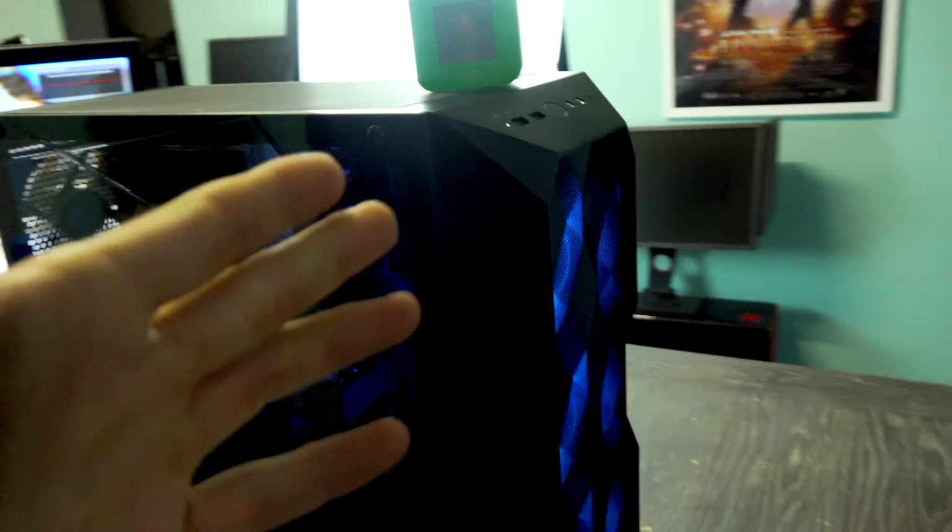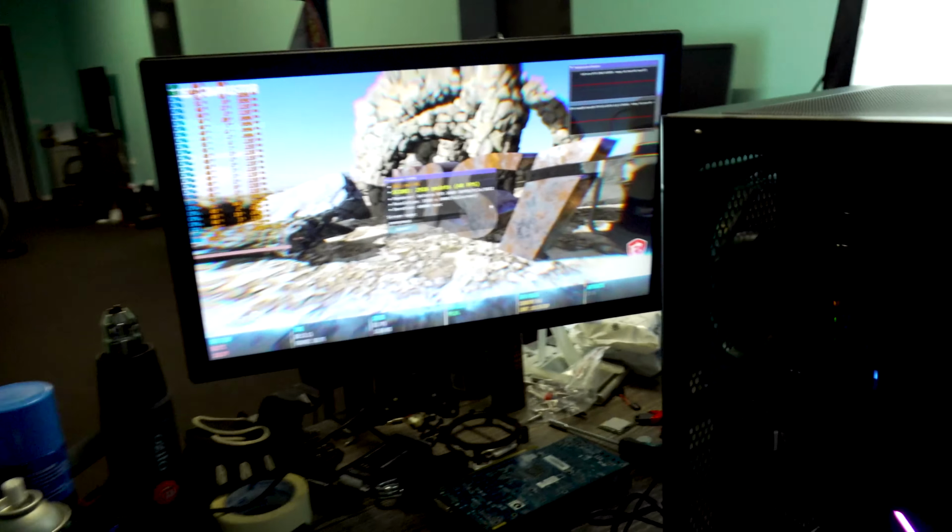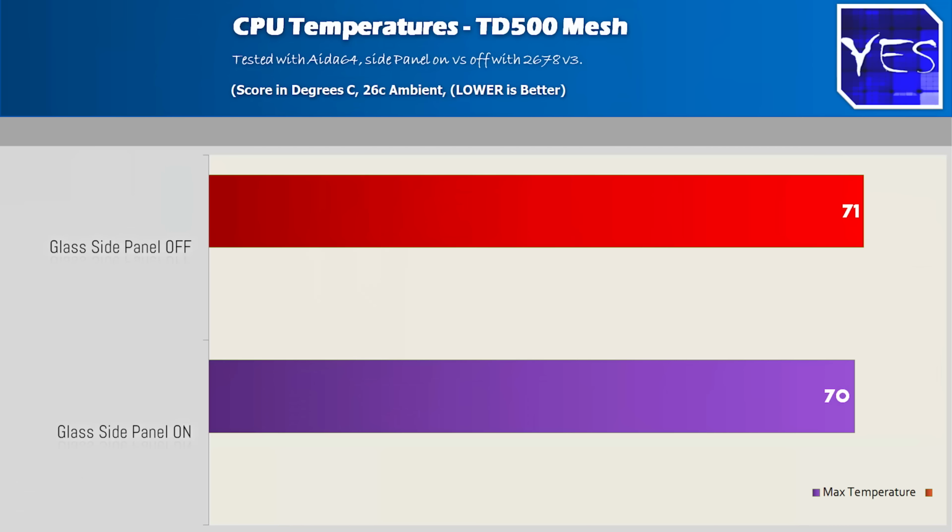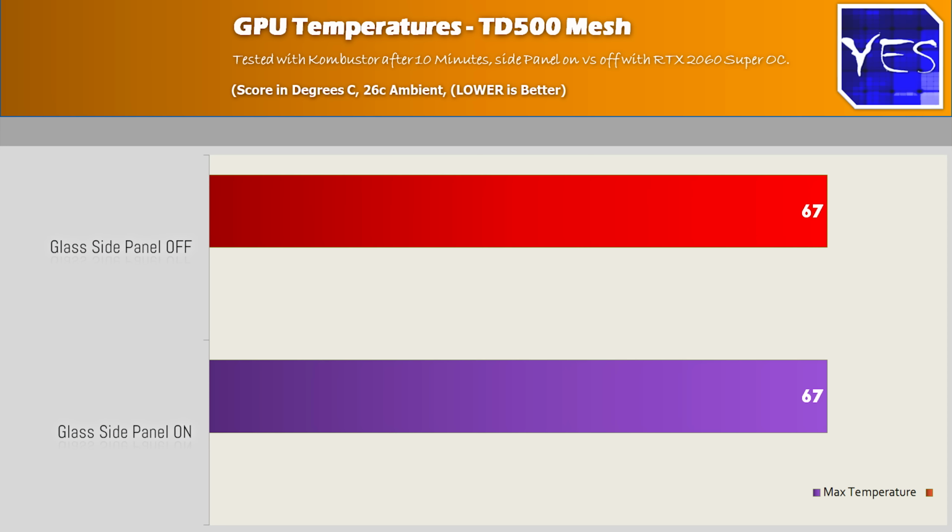So now that this build is all finito dandito, we've done the temperature tests on both the GPU and the CPU. And I've got to say, I am blown away by these numbers, because what we've got here is a case that's on the CPU stress test, we're getting 1 degree lower with the side glass on. And then on the GPU test, we're getting the same temperatures with tempered glass on versus off. And so what this means basically is that this case is really well designed, in that the mesh at the front allows air to breathe in easily.